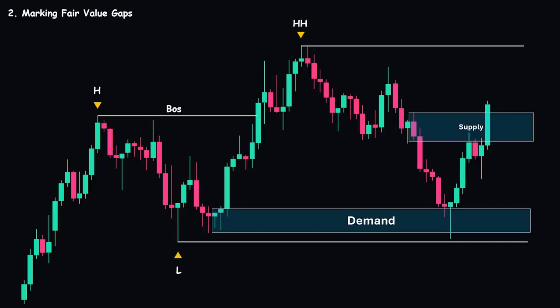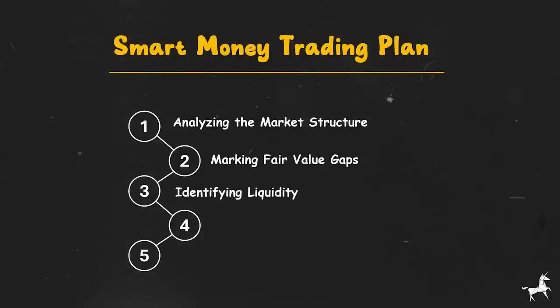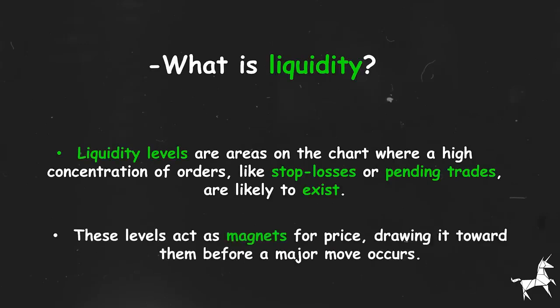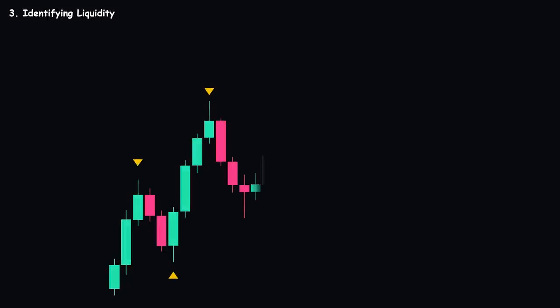Now let's move on to the next concept: identifying liquidity. Liquidity levels are areas on the chart where a high concentration of orders, such as stop losses or pending trades, are likely to exist. These levels act like magnets for price, often pulling it toward them before a major move occurs. Imagine this as our recent price action.